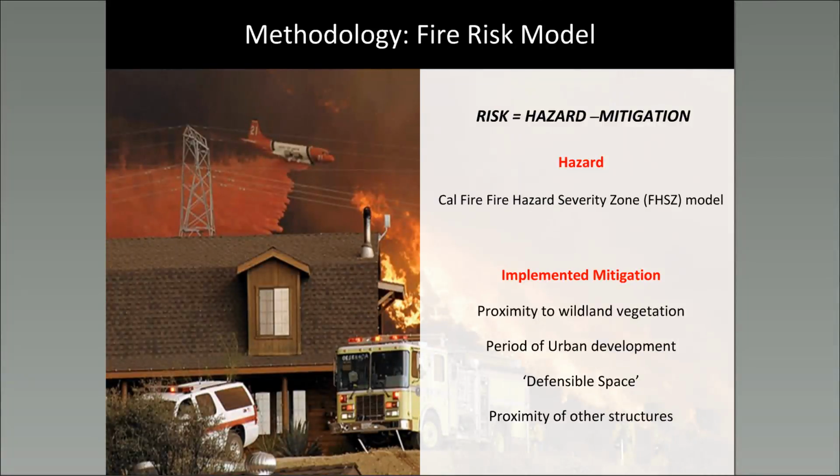So our overall model here, as you can see, was risk is hazard minus mitigation. For this model, our hazard was quite simply the Cal Fire Hazard Severity Zone model and areas. In the new model, we're now including lots of different hazard factors, but for this study, this is what we use to indicate fire hazard. And then for the implemented mitigation, we used the proximity to wildland vegetation, period of urban development, defensible space, and the proximity of other structures to try and represent structure to structure fire spread.